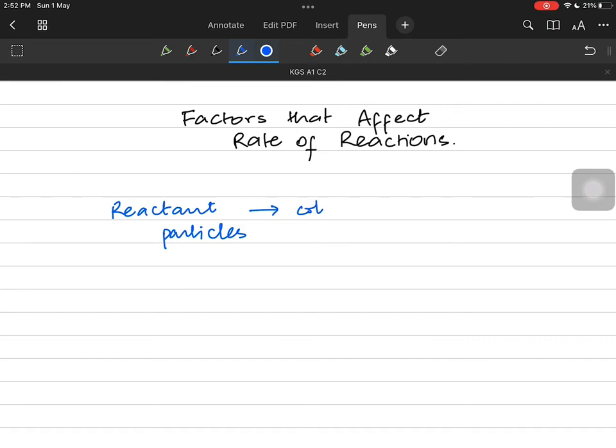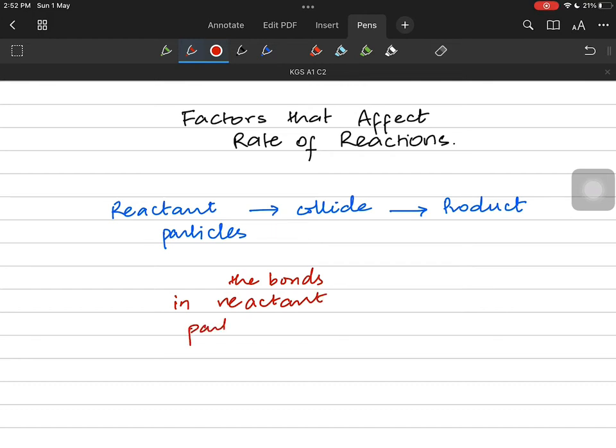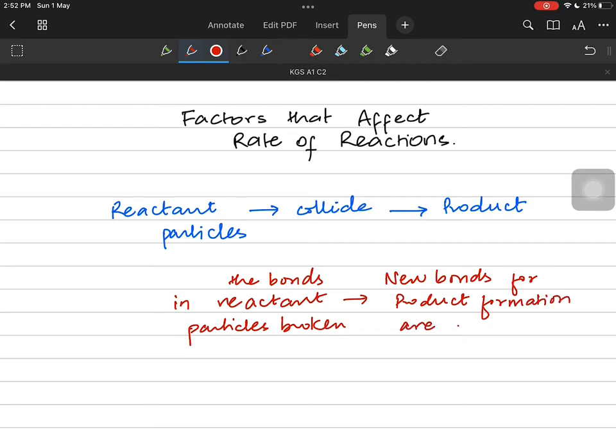When we talk about the factors that affect rate of reaction, we should know that reactant particles always collide to make the product. For the reactant molecules to collide and make the product, there are two things we keep in mind. The bonds in reactant particles break while they're colliding, and the product molecules are made, so new bonds are formed which are required for the product. We should keep in mind that these bonds may be different because the reactant molecules are breaking their bonds and new bonds are being made for the product.